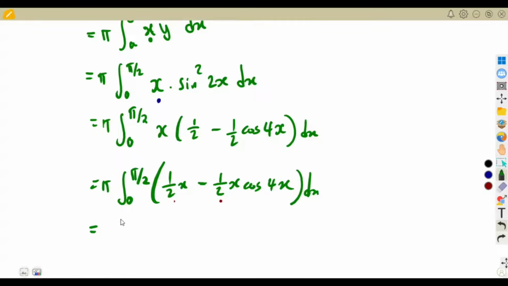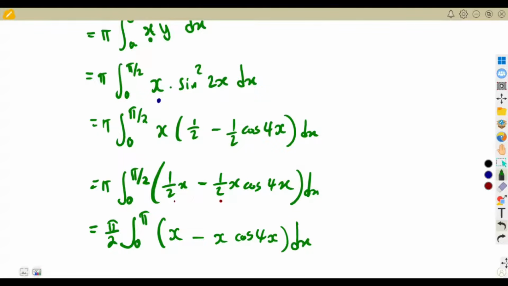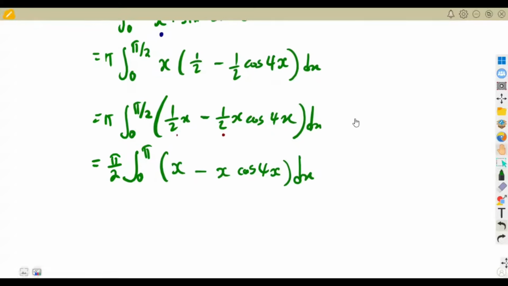That's pi times a half, which is going to be pi over 2. Now you'll be left with the integral of x minus, if you factor out 1/2, x cos 4x, like this, with respect to x. All right, now we can integrate.